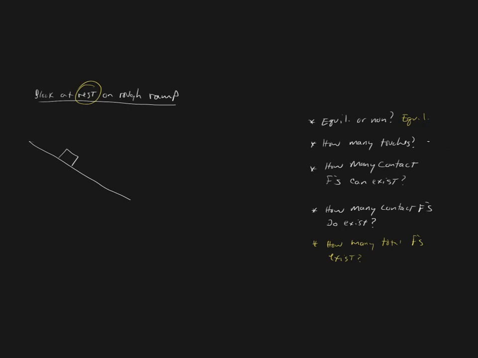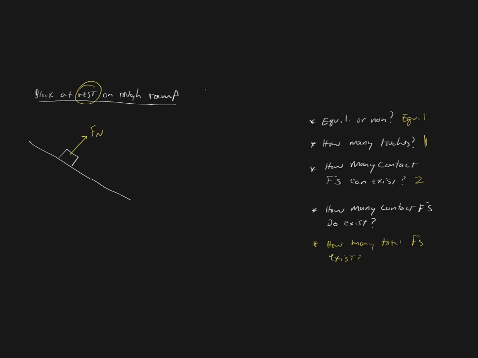So there's one touch. Now, how many contact forces can exist? For every touch that's not from a string or from a fluid, up to 2 forces can exist. So that's going to be 2, because it's 2 times one set of surfaces. How many contact forces do exist? The normal force, which will always exist whenever you have a touch, and then we have the force of friction.